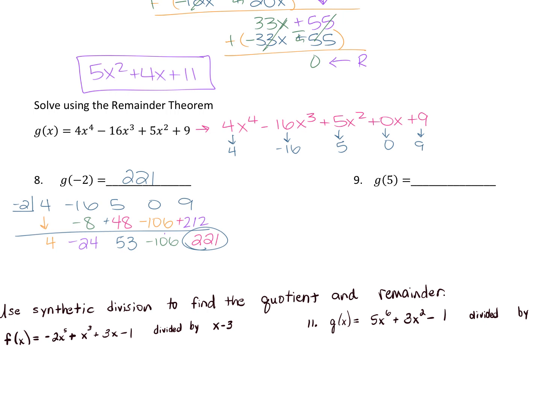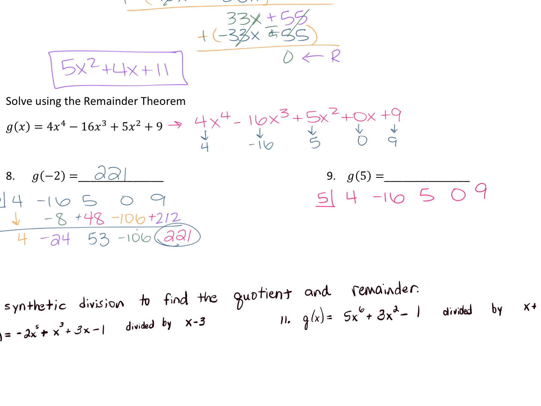For number 9, we're going to use the same function, except we're finding g of 5. So to use your synthetic division, the same coefficients and constants, but your number on the outside is going to be 5 now. Whatever your remainder is, that's your answer. So 5 is going to go on the outside. On the inside, you have 4, negative 16, 5, 0, and 9. 4 drops down. 4 times 5 is 20. Add that with the negative 16. You get 4. 4 times 5 again is 20. Add that with the 5.